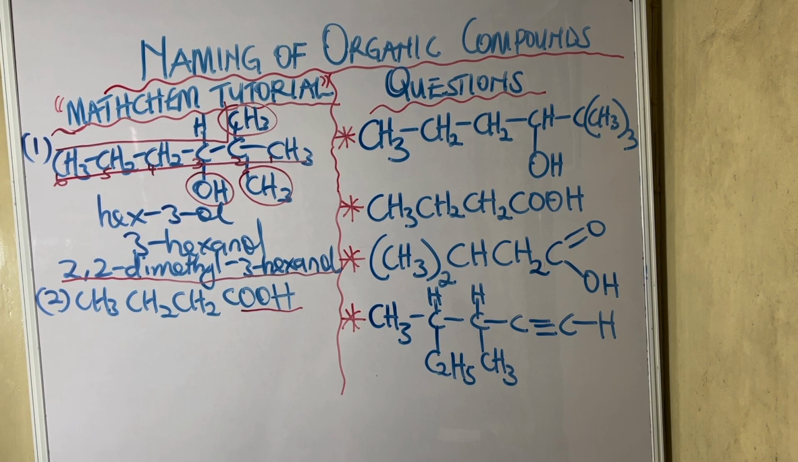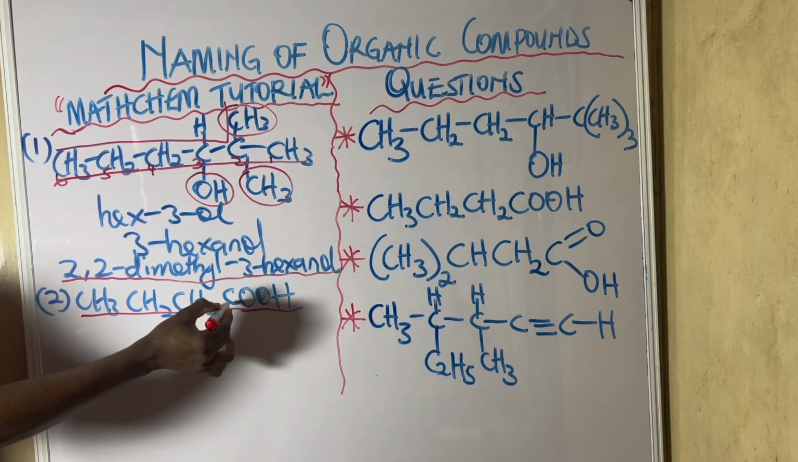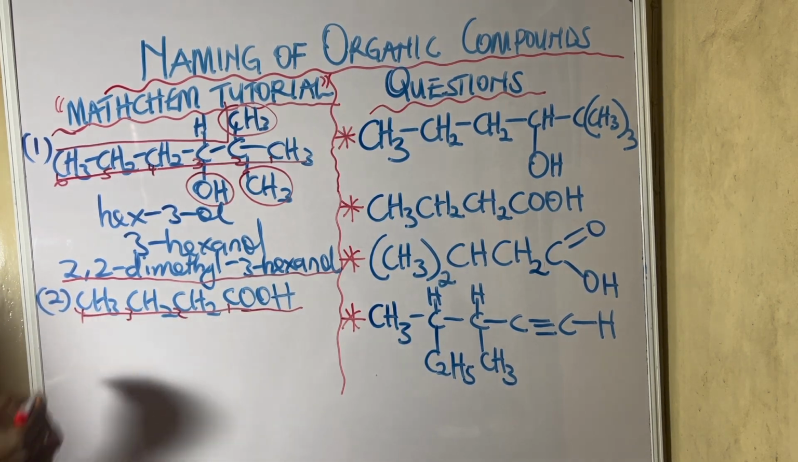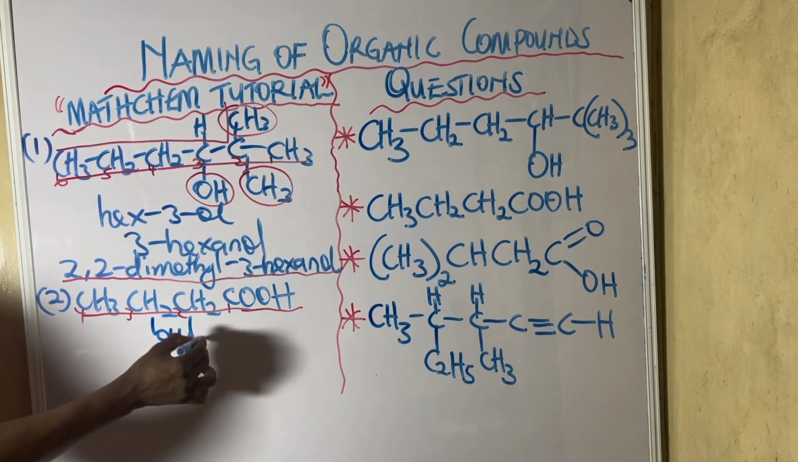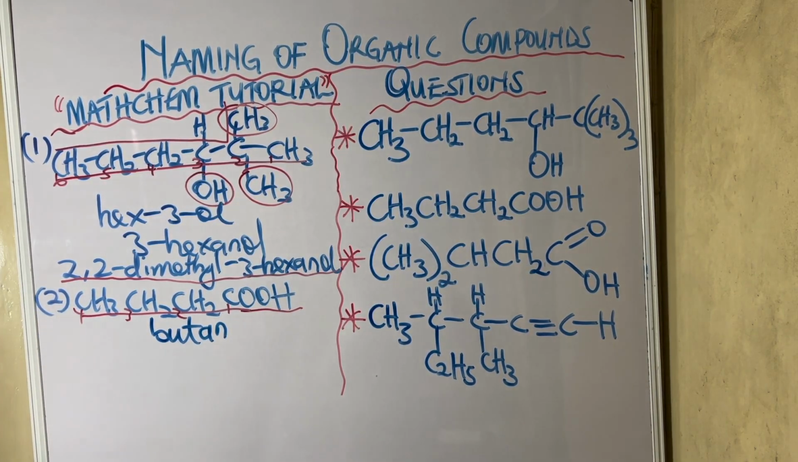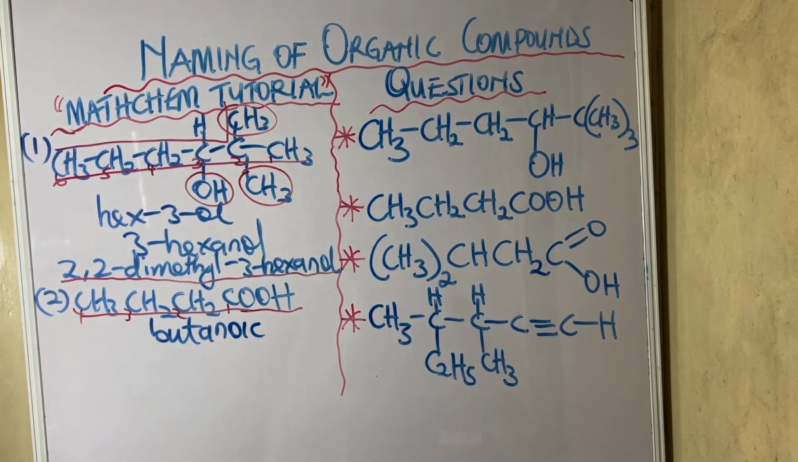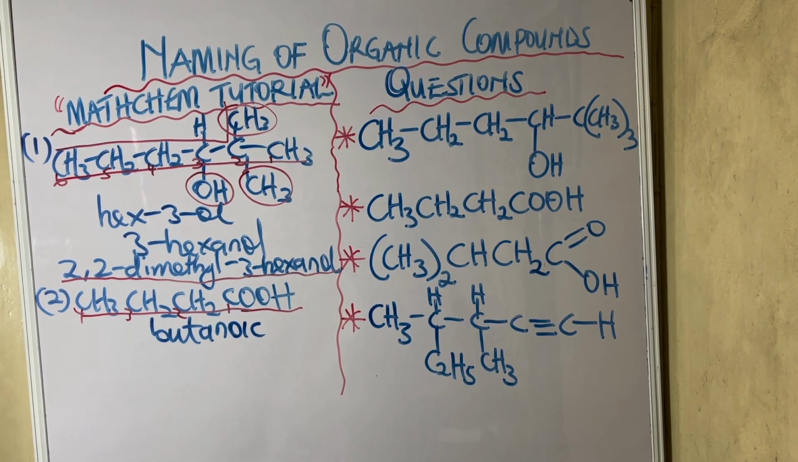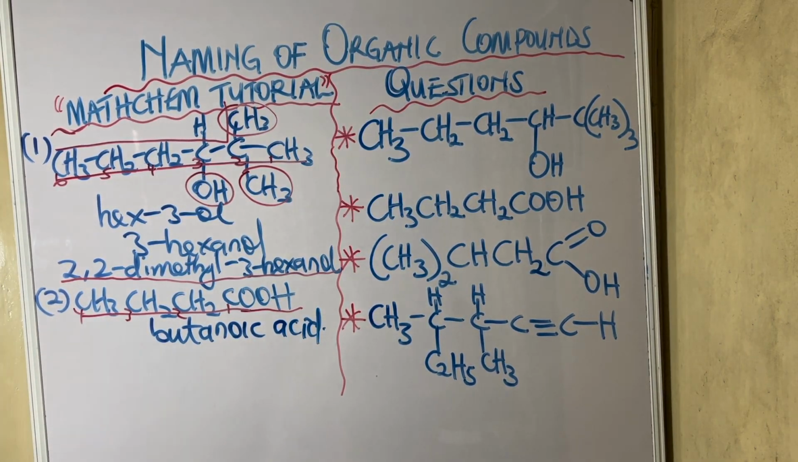Okay. So what longest chain do we have here? Looking at this, we have our longest chain like this. This is our carbon 1, 2, 3, 4. So we have 4 carbons there, and that is but, so we call it butane. Any other substituent? No. So let's put the functional group there. That makes it noic. So we have it as butanoic. And remember that all carboxylic compounds are organic acids. So this is butanoic acid. Okay, so that is for question number 2.